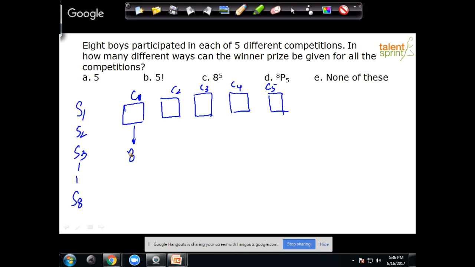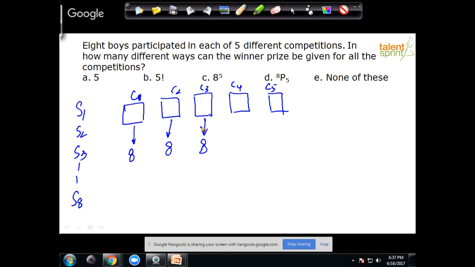Now let's look at the next competition. Again, for the next competition, how many people are participating? 8 people are participating. Out of this 8, again anyone can win the second competition. So it can be won in 8 ways. Similarly, there is a third competition. Again, 8 boys are participating, and anyone can win the competition. So in how many ways can the students win the third competition? Again in 8 ways, because any one of the 8 boys can win.